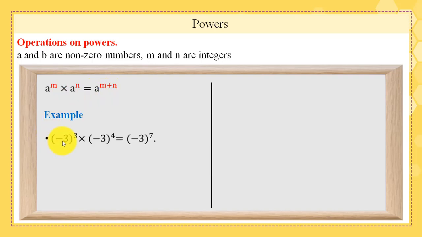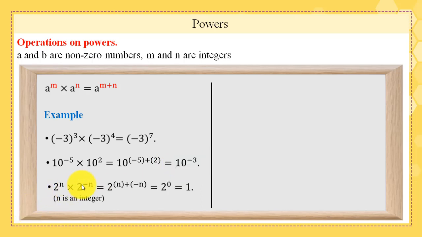Example, minus 3 power 3 times minus 3 power 4 equals minus 3 power 3 plus 4 equals minus 3 power 7. 10 power minus 5 times 10 power 2 equals 10 power minus 5 plus 2 equals 10 power minus 3. Also, 2 power n times 2 power minus n equals 2 power n plus minus n equals 2 power n minus n equals 2 power 0, which is equal to 1. Second property, a power m over a power n equals a power m minus n. They have the same number, different powers, and the operation is division, so we subtract the powers.